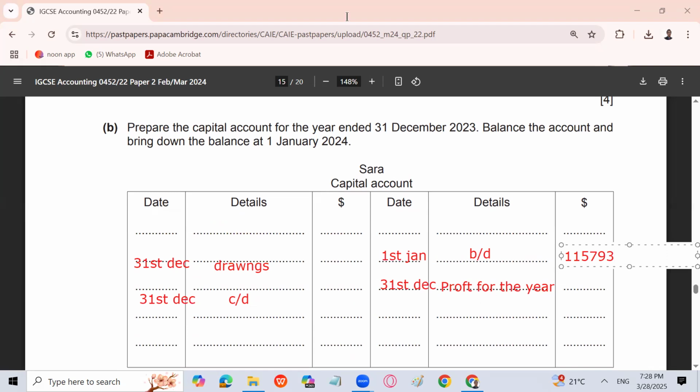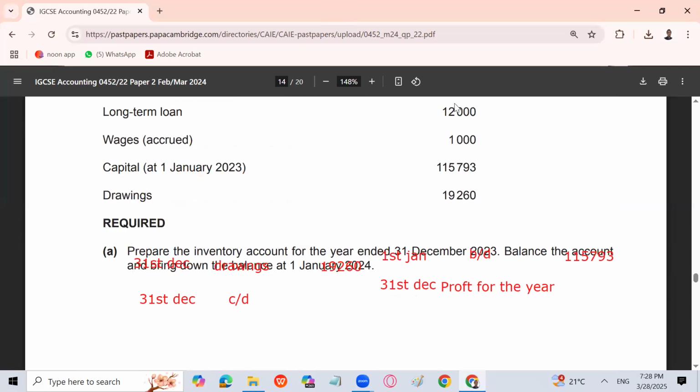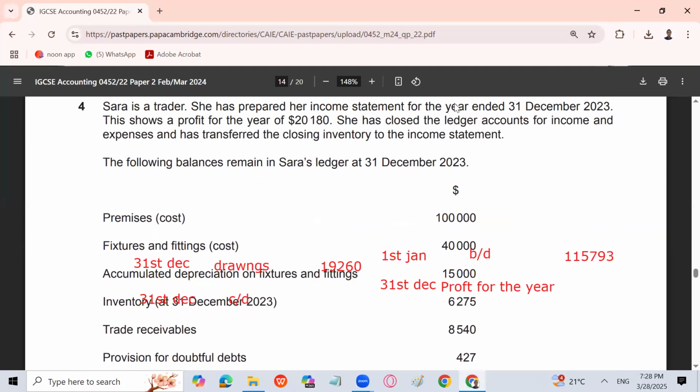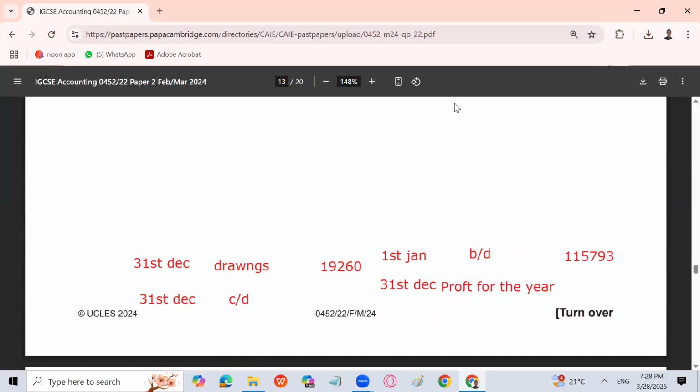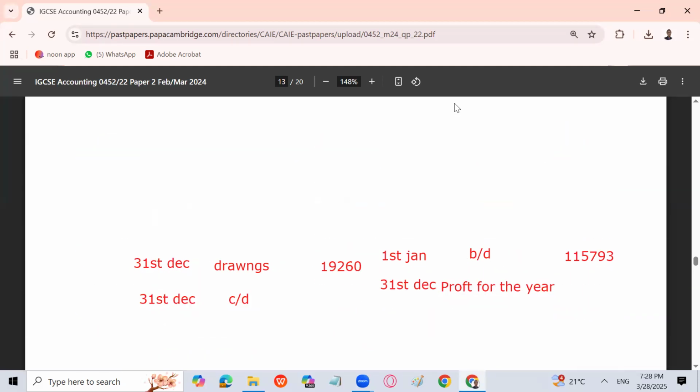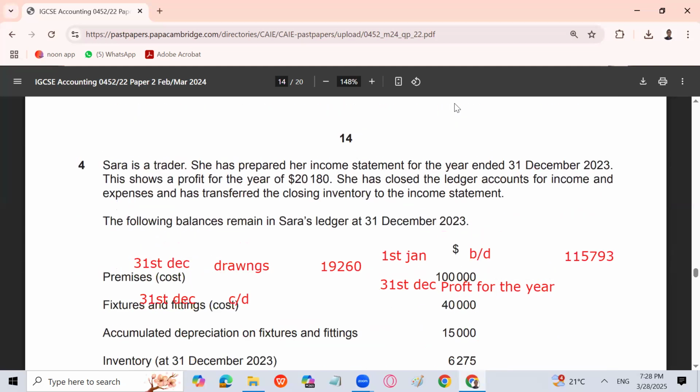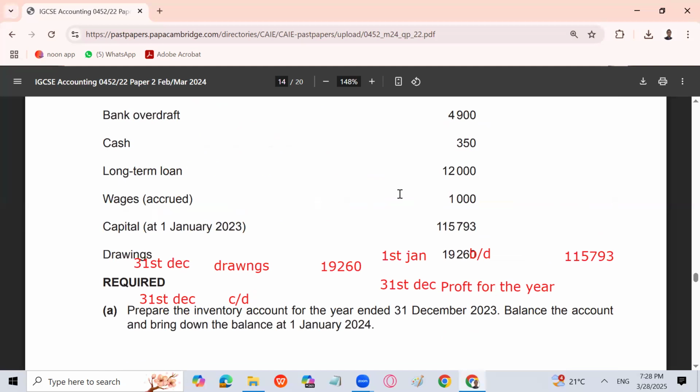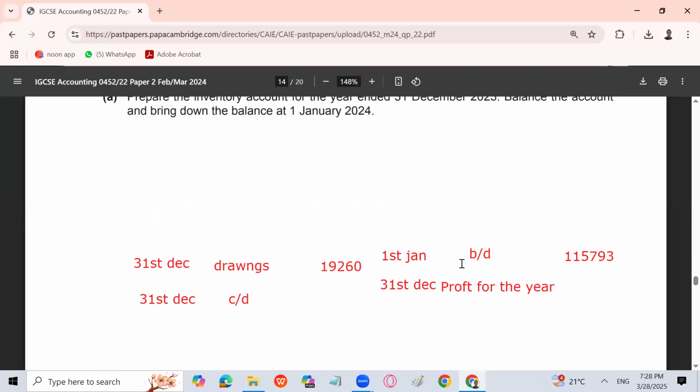Profit for the year is given in the question. Drawings are given, 19260. It will be subtracted from the capital account. Capital has profit added, and drawings are subtracted. Let's see how much profit for the year is given. The profit for the year is 20180. Here it is 20180, and I will see the drawings once again, 19260.